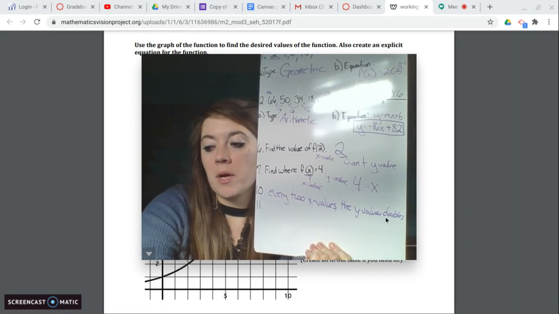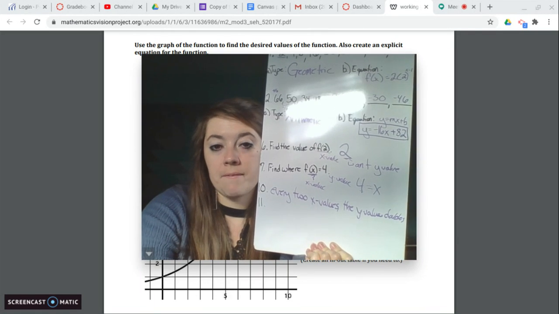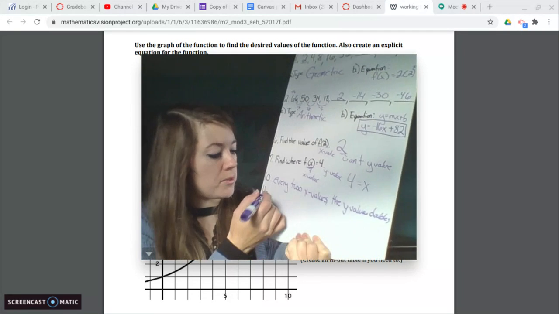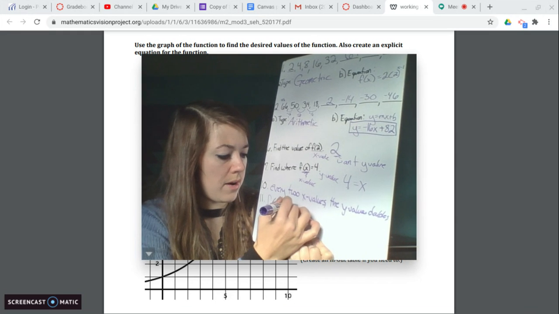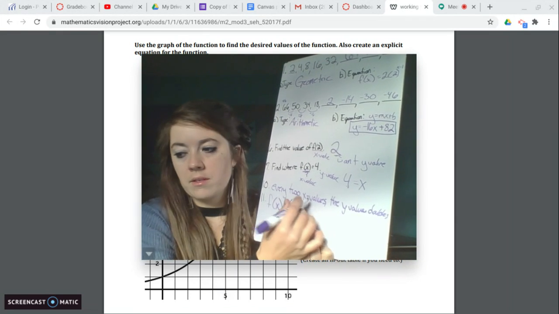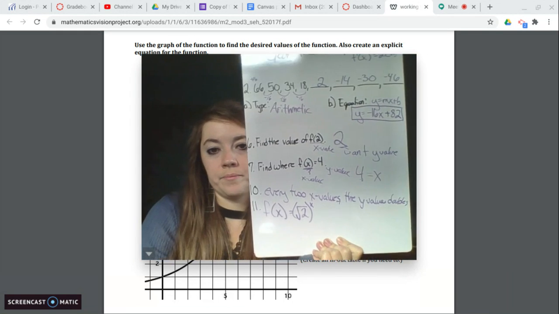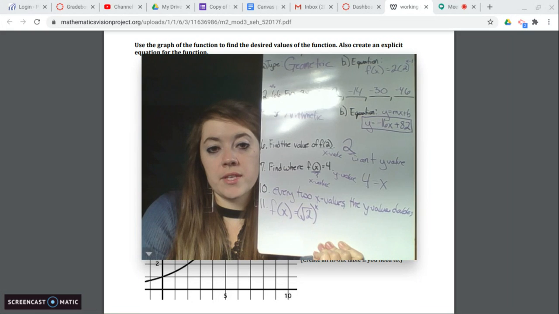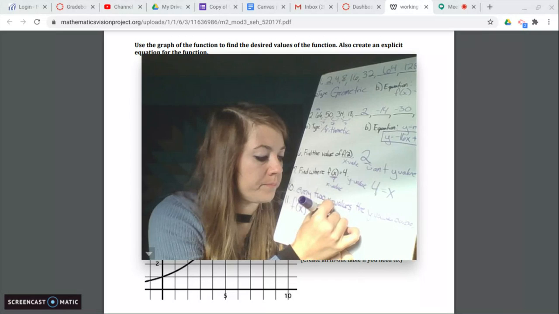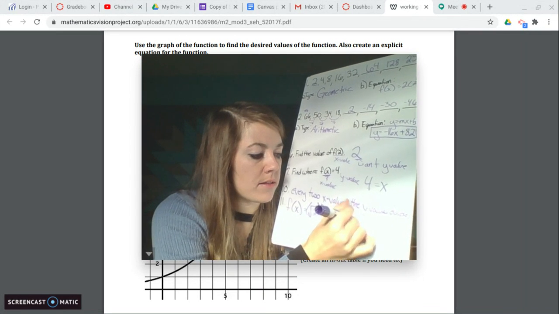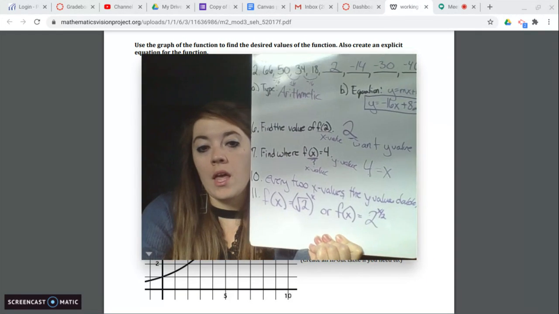Now, for number 11, it says, what is the explicit equation for this function? The reason I'm doing this is because you haven't seen functions like this very often, so that's why I'm doing it with you. So f of x equals the square root of 2 squared. So this is a curve. This is the square root of 2 to the power of x, or f of x equals 2 to the x divided by 2. Either of those work.